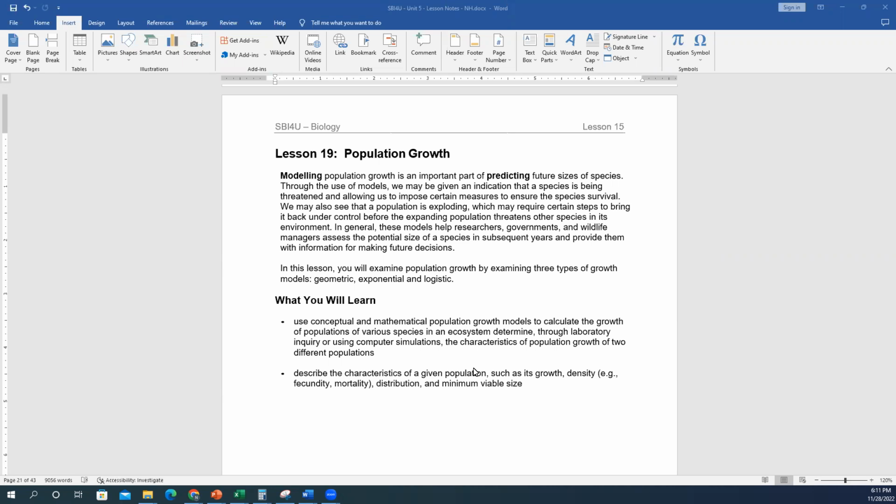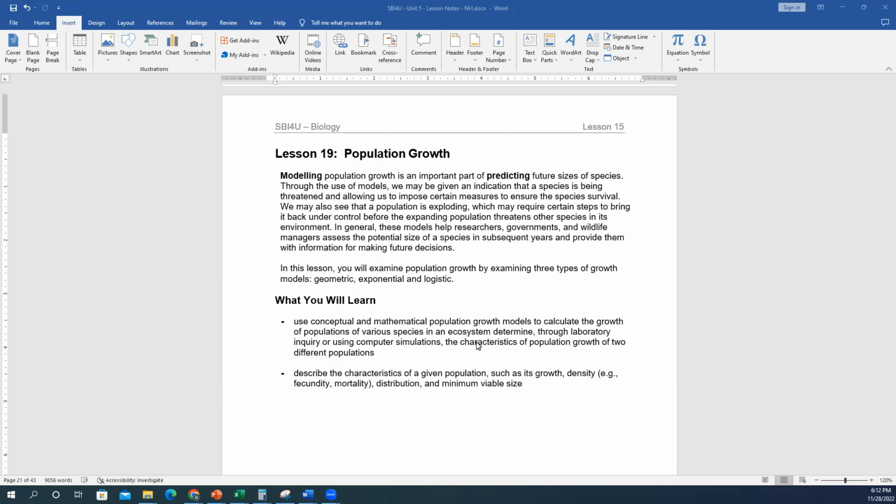So in general, using population modeling is a good way to give researchers and governments the necessary tool to make educated decisions that affect, hopefully, the future of the population.